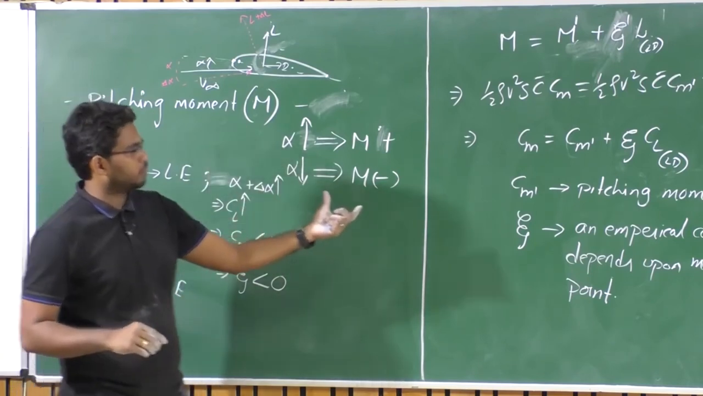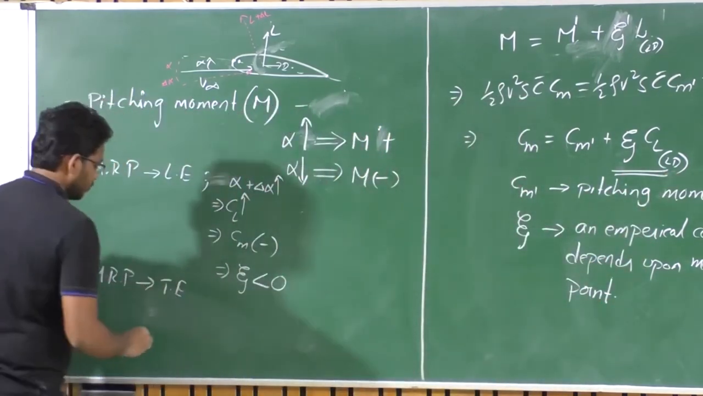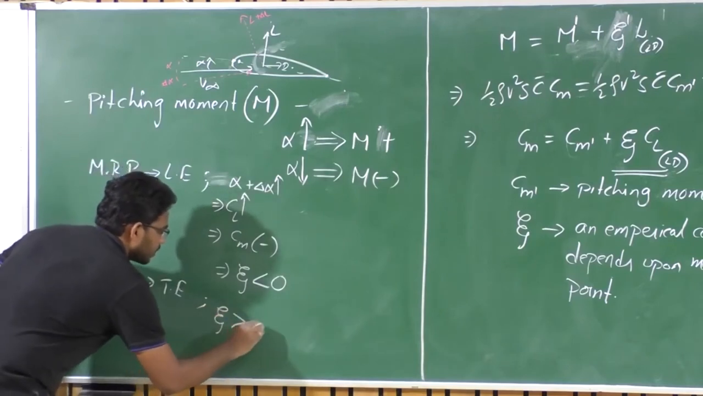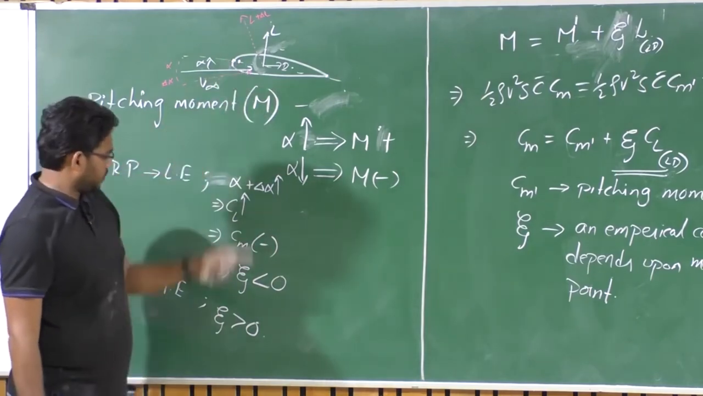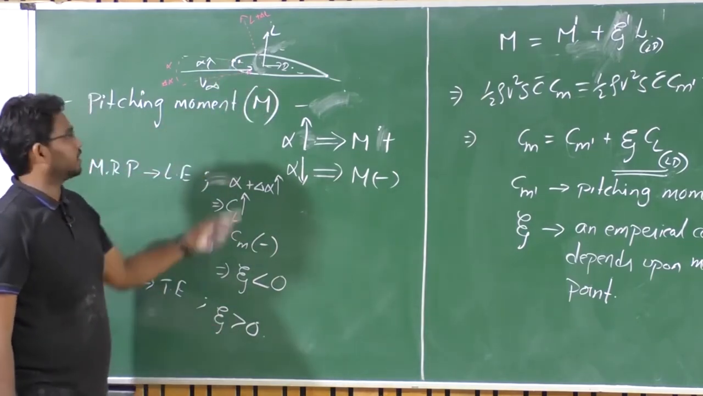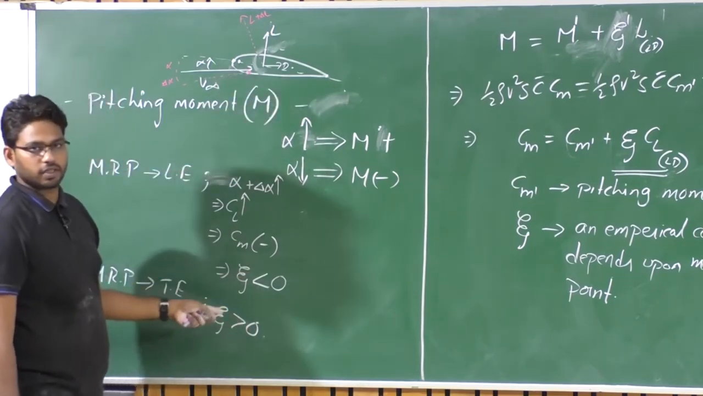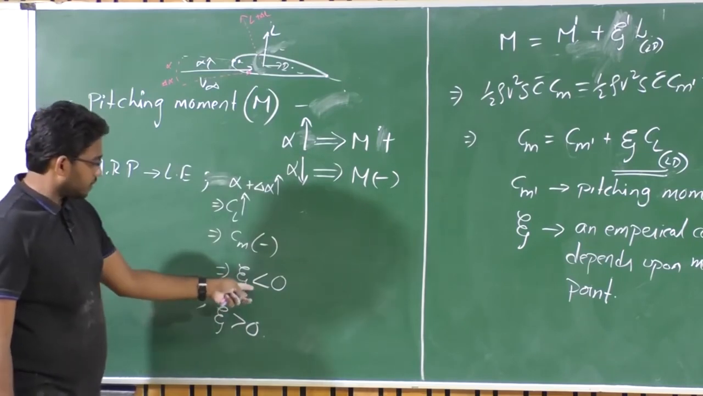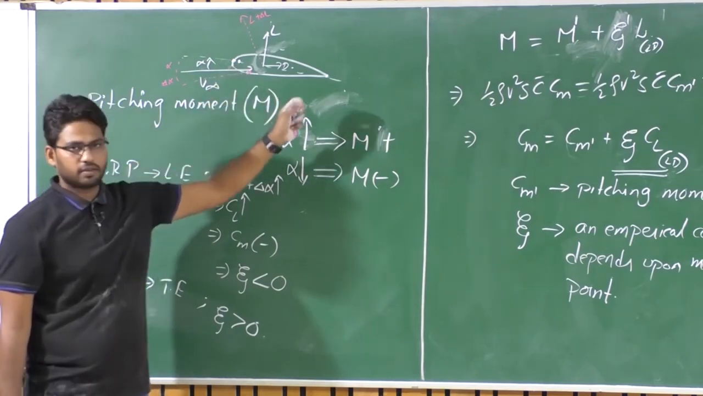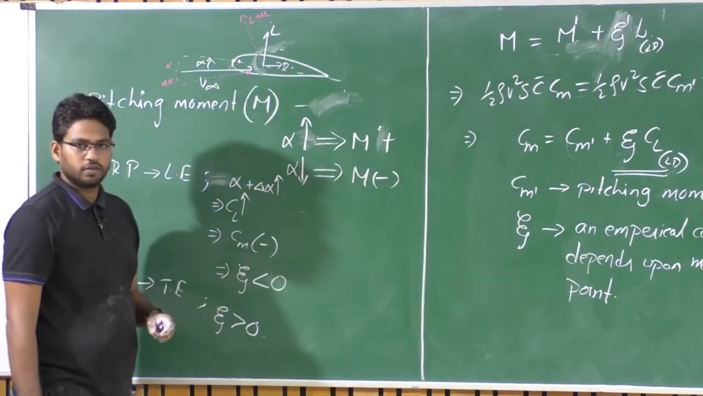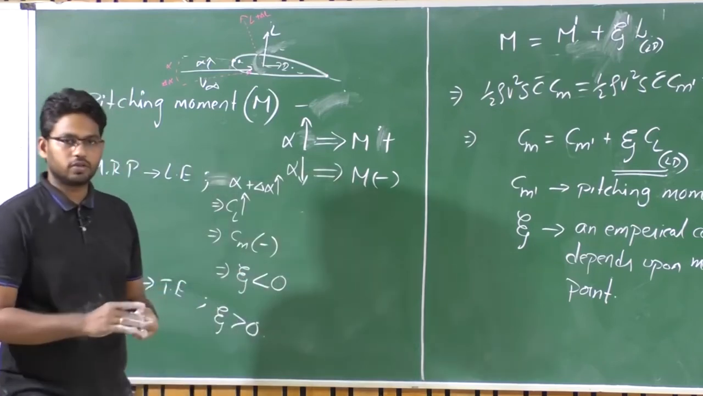So this CL term contributes to a positive value, which means that zeta has to be greater than zero, right? So zeta again depends upon the moment reference point. If the moment reference point is changing, the value of this empirical constant is changing, right? And it is changing from negative to positive. So for a particular location on this chord line, this zeta value can be zero, isn't it? Am I correct or not? When it is changing from negative to positive, zeta can also be zero here.